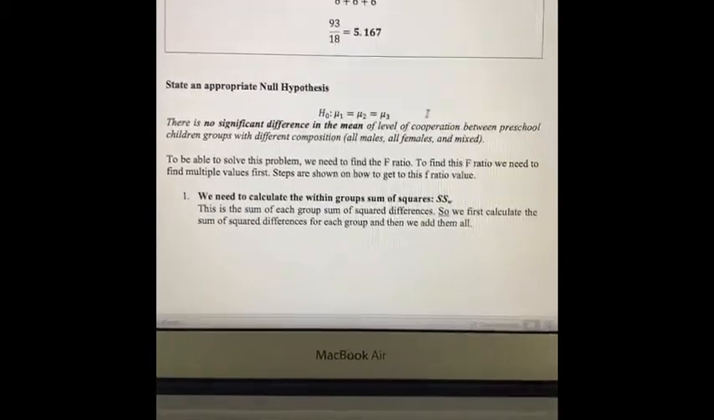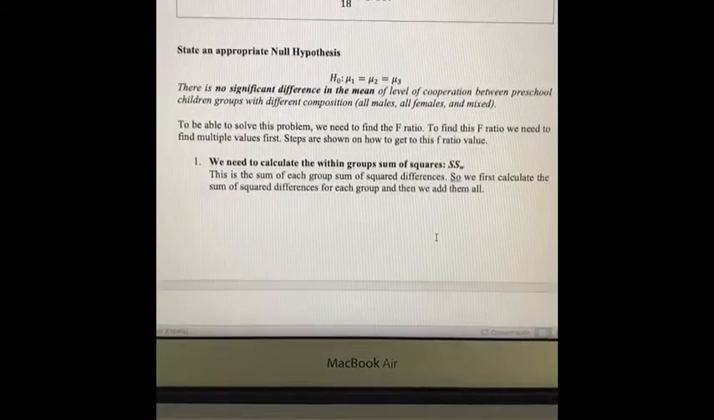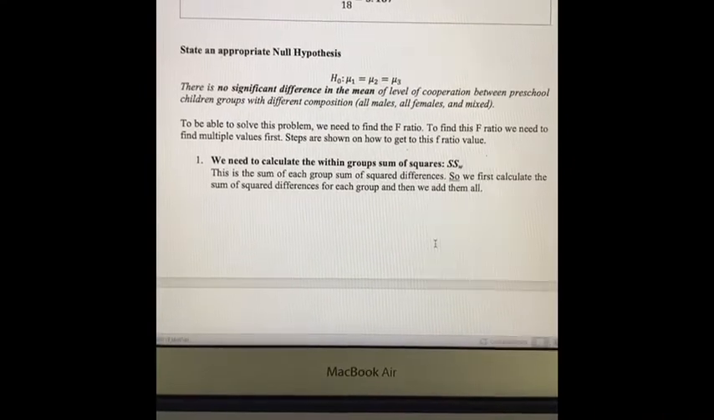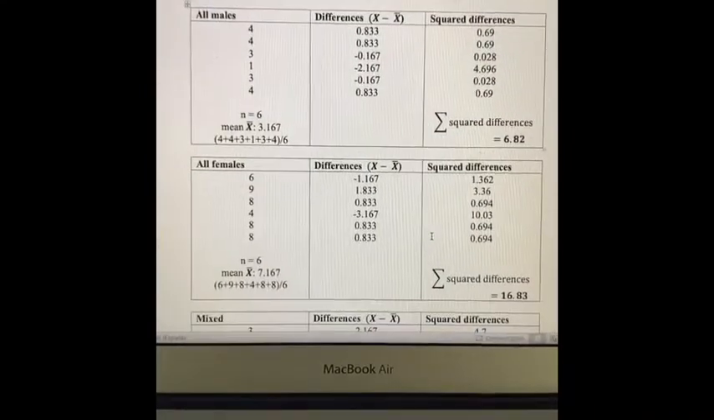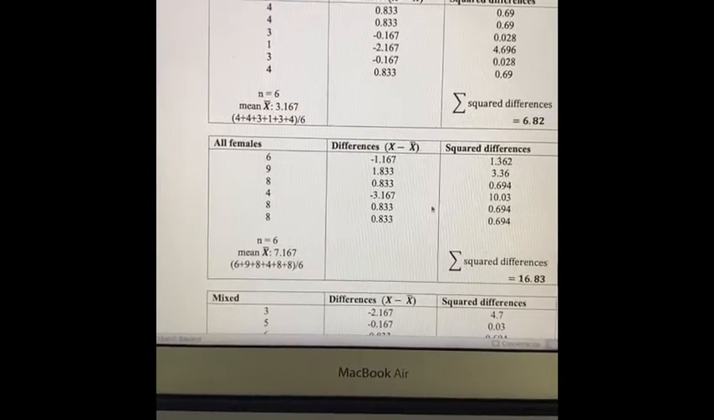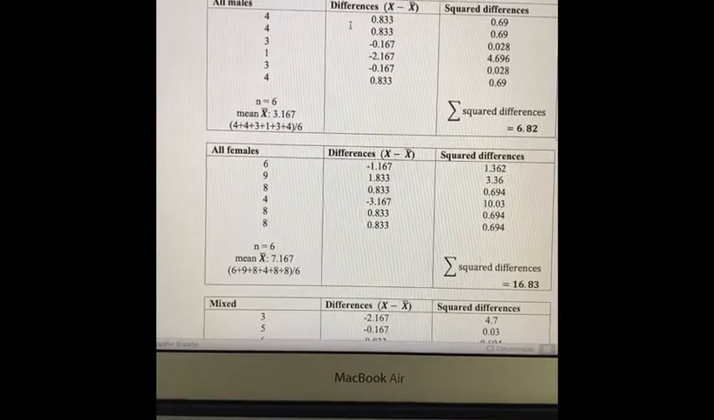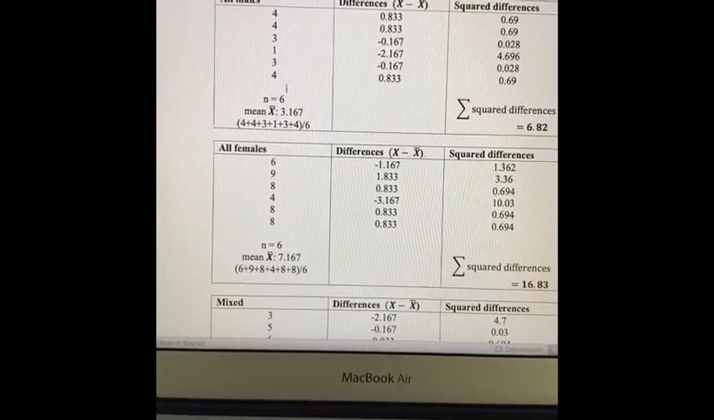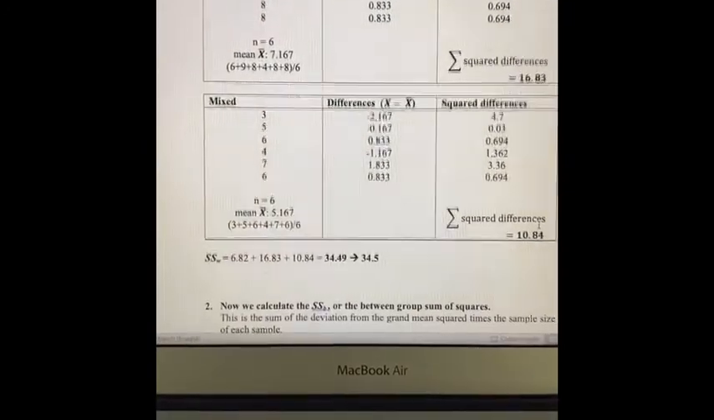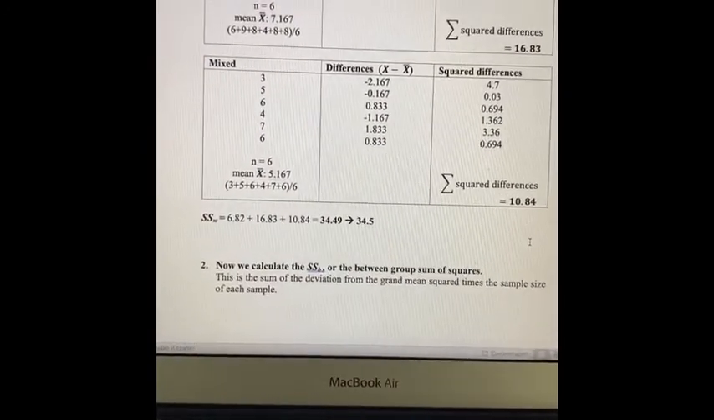So okay, for the ANOVA we need to find an F ratio. So the first step to find the F ratio is to calculate the sum of squares for within groups. So we did that for each group separately. We subtract the mean of each group from each single score, and then we square it and sum it. We did all that, and we got that the sum of squares within was 34.5.